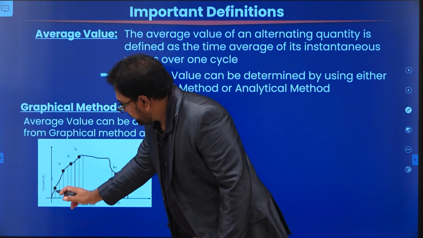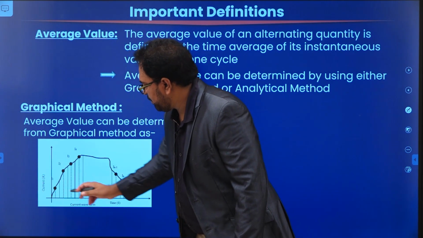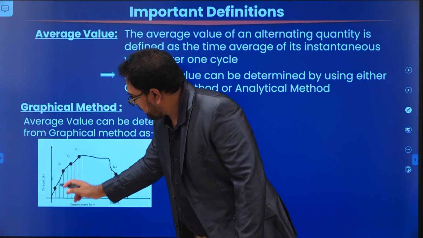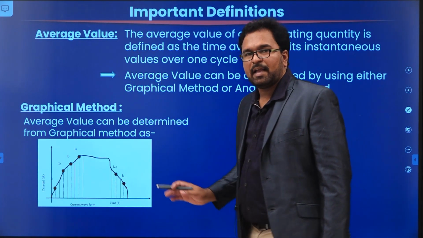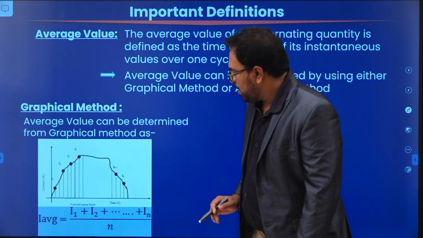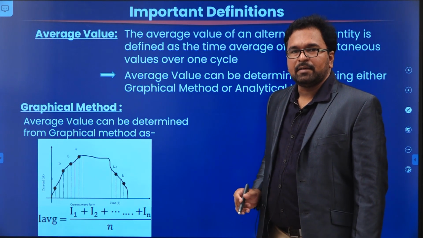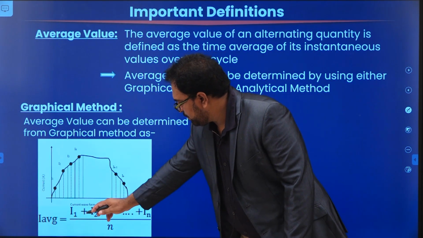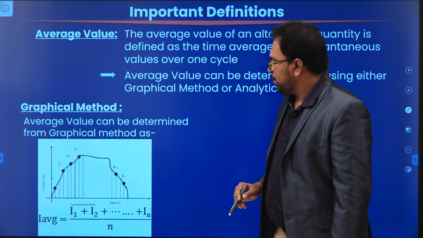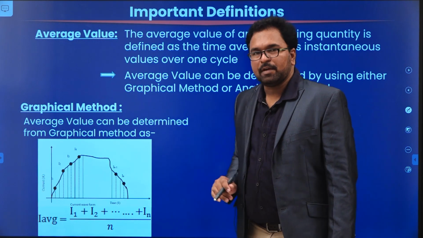So in this graphical method, we are going to consider the instantaneous values. Here I have taken a current waveform. For example, at this instant the current is I1, at this instant I2, I3, I4 and so on, In. I have considered n instantaneous values. Now how are you going to calculate the average? I1 plus I2 plus and so on, In, divided by n. This n is nothing but the number of instantaneous values. So this is one way of calculating the average value of the current using the graphical method.